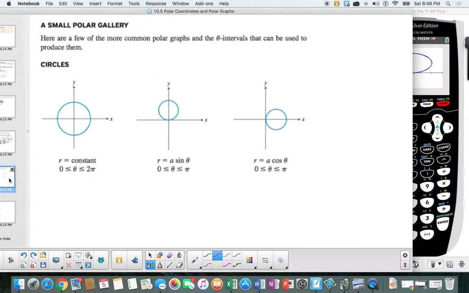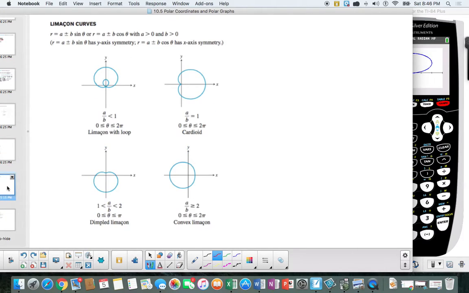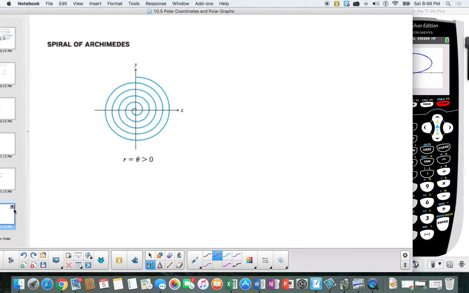Now, to wind up the screencast, I want you to see a small polar gallery. And these are all the kinds of curves we can get in the format that we have for them. And those are the Limacon curves, lemniscate, and spiral.